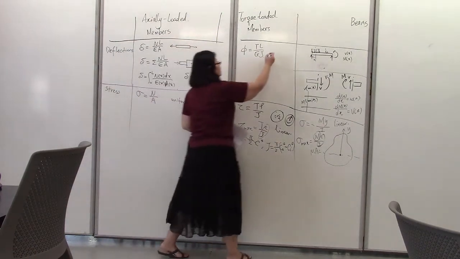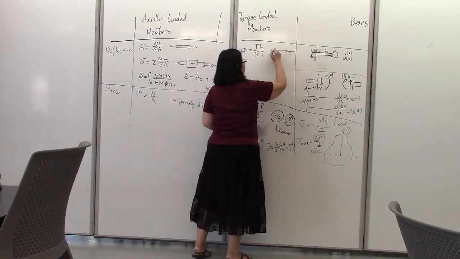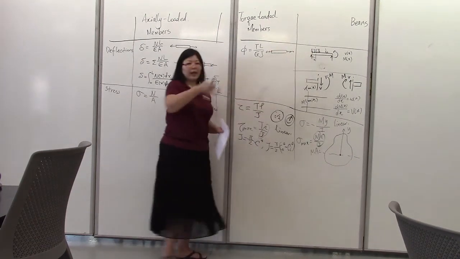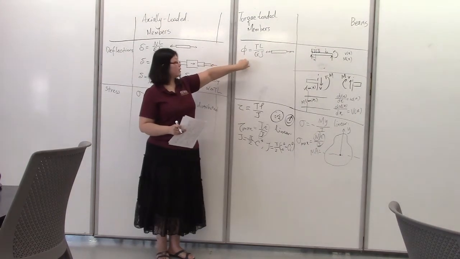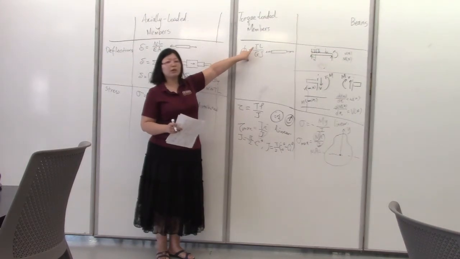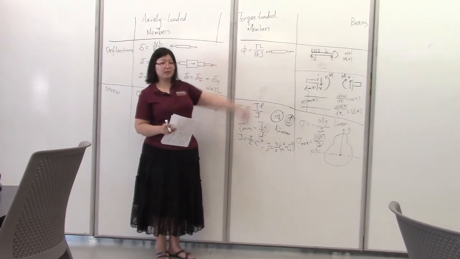All right, this is used when you have just the torques applied at the very ends of the bar, then you have one term. This could be positive or negative. Again, the sign comes from the internal load T. The internal load should be determined from method of sections.